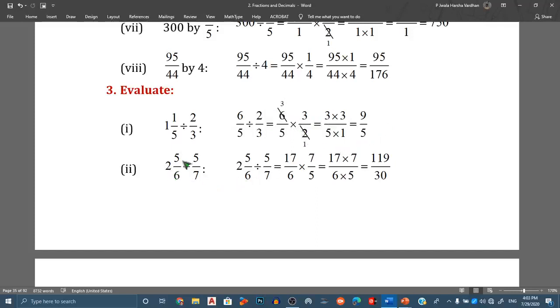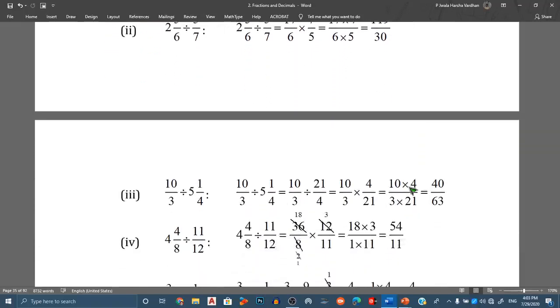Here 2 5 by 6 divided by 5 by 7 means 6 2s are 12 plus 5, 17 by 6, into the inverse of this, which is 7 by 5. Here also there is no common factor vertically and crossly. Okay? Crossly also there is none. So just multiply numerator into numerator and denominator into denominator. If there is no common factor, just multiply numerator into numerator and denominator into denominator. Okay, so 119 by 30.